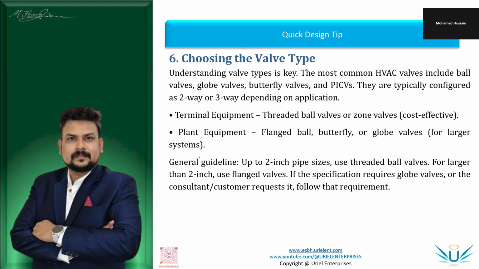But from a simple point of view, I recommend that for terminal equipment you go with the ball valve, and for plant equipment you go with flanged, butterfly, or globe valves. We will see the catalog, select the valve part number properly, and give that. Realistically, we will see that. As a general guideline, up to 2 inch you can use threaded ball valves. For larger than 2 inch, you can go with flanged valves. You can take that requirement from the specification. Our customers will give the requirement.